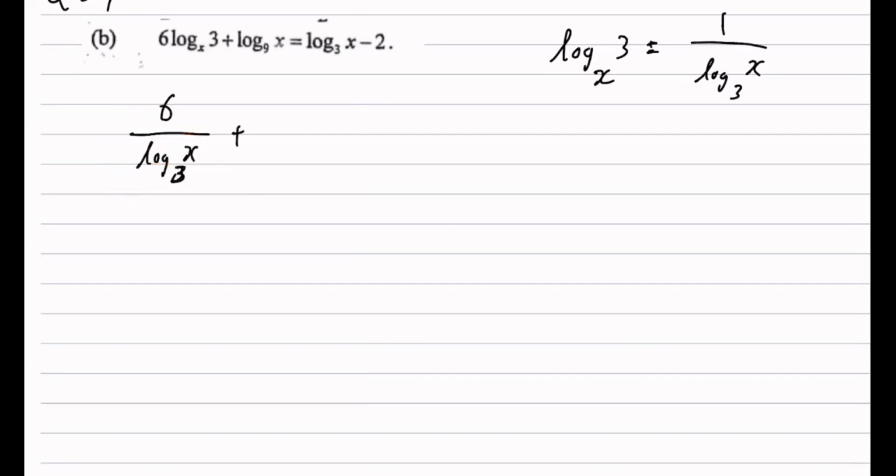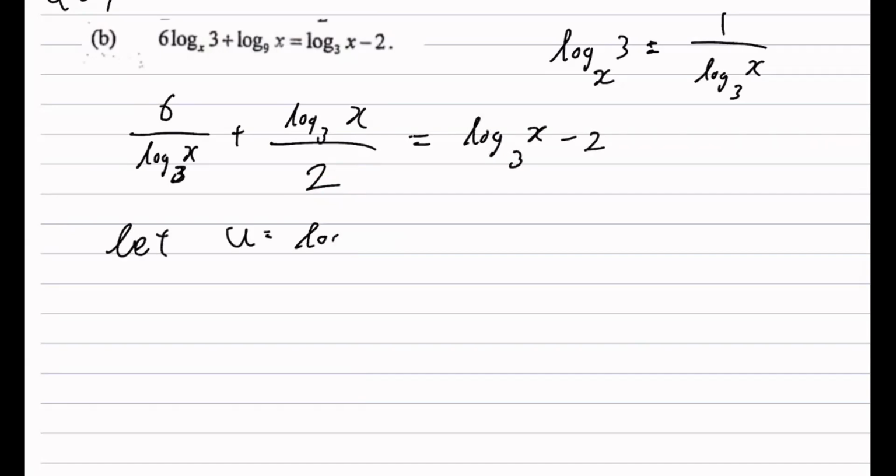And why is base 3 a good choice? Because here, what is 9? 9 is 3 squared, right? So we can rewrite it with change of base. Log_3 x over log_3 9. 9 is 3 squared, so this is just 2. Oh, yeah, good. So we get log_3 x over 2. Then now we can just let u equal log_3 x. Then what do you get? 6 over u plus u over 2 equals u minus 2.